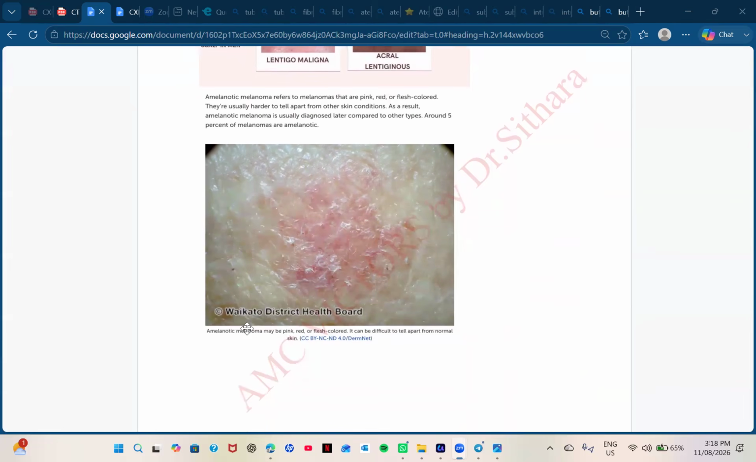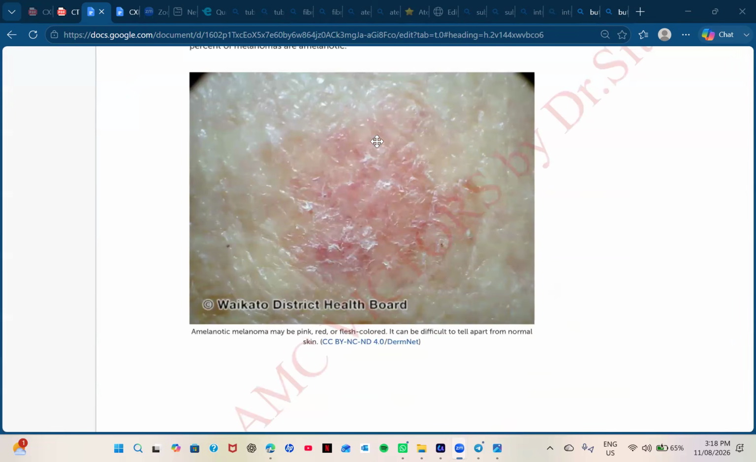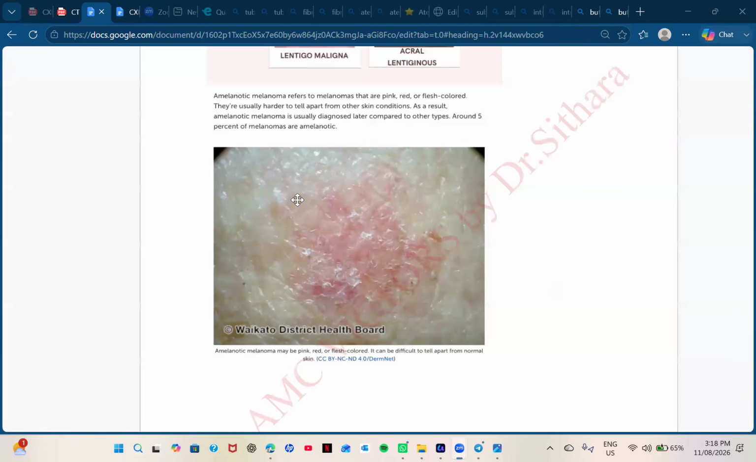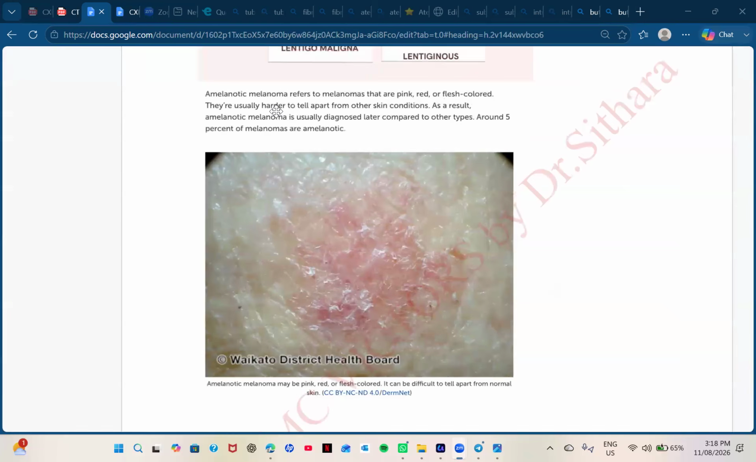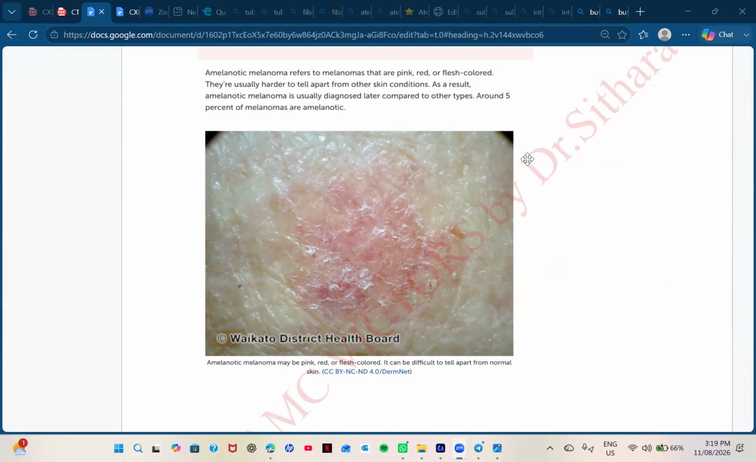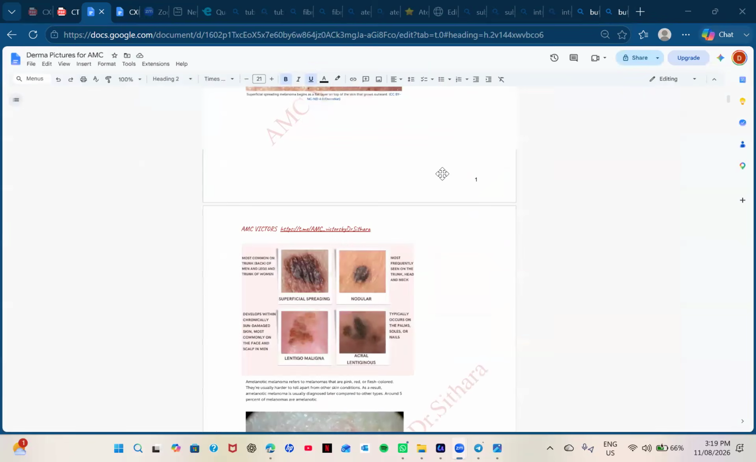Okay, here, what is this? It is amelanotic melanoma. Amelanotic, okay. There's no color. Amelanotic melanoma refers to melanoma that is pink, red, or flesh colored. They are usually harder to tell apart from other skin conditions. As a result, amelanotic melanoma is usually diagnosed later compared to other types.